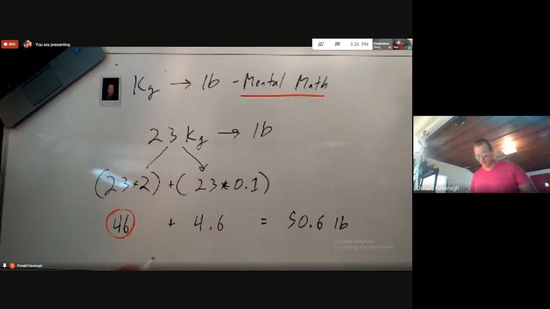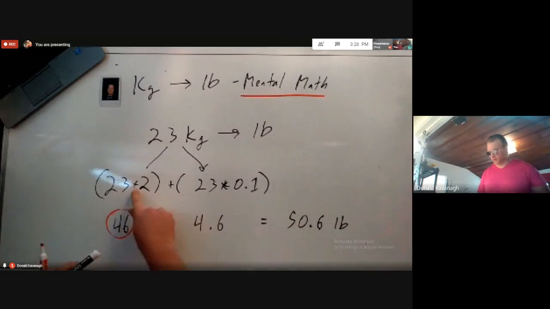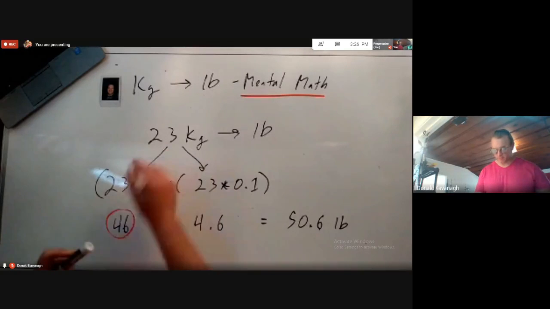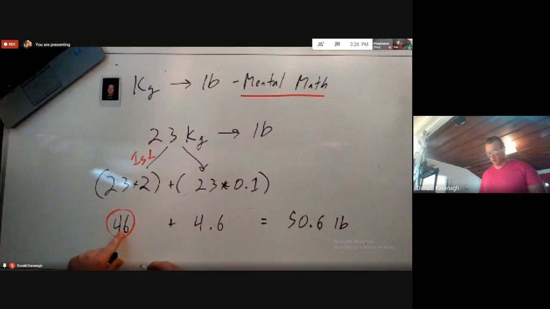For clarity's sake, I wouldn't say I am thinking about doing this product and sum in my head, but I definitely do this step first. And then I hold that number in my head, move the decimal place over, and then add those two numbers together. I hope that helps. Thank you.